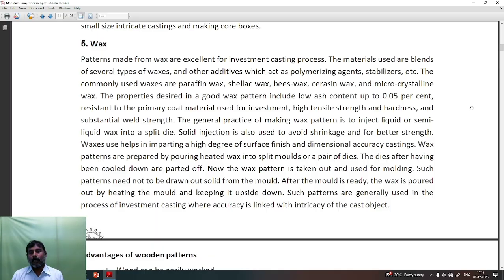General practice of making a wax pattern is to inject liquid or semi-liquid wax into a split die. Solid injection is also used to avoid shrinkage and for better strength. Wax helps in imparting a high degree of surface finish and dimensional accuracy to castings. So wax patterns are prepared by pouring heated wax into a split mold or a pair of dies. The dies, after having been cooled down, are parted off.